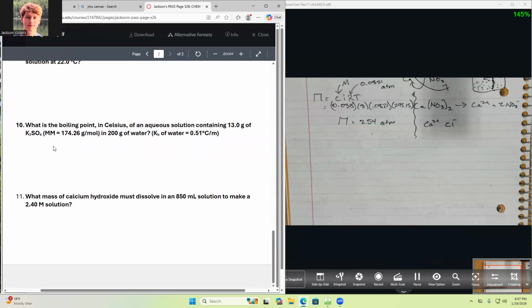What is the boiling point in Celsius? This is one of those few times where the answer is going to end up in Celsius. Of an aqueous solution containing 13 grams of K2SO4, potassium sulfate. Sulfate, again, is another one of those polyatomic ions. There's not too many, but nitrate, sulfate, those types of things. In 200 grams of water. And I gave you the boiling constant for this problem. Also, if you ever had a freezing point depression problem, you're always given the boiling constant and the freezing constant.